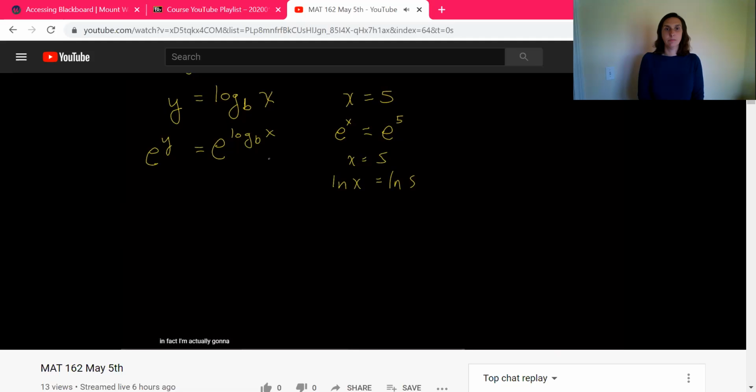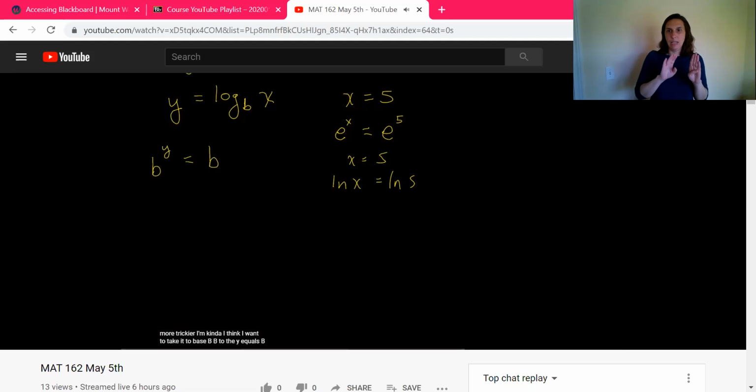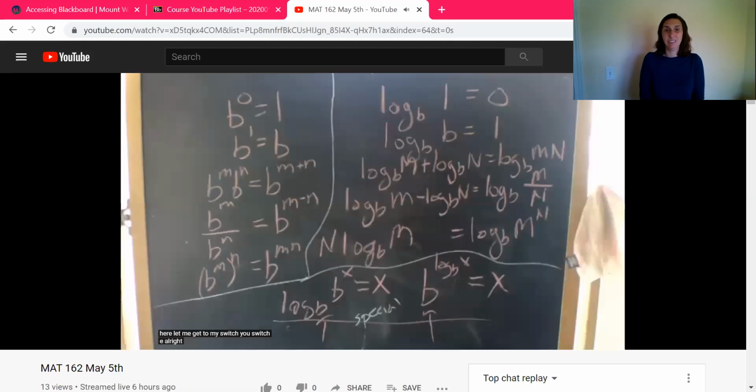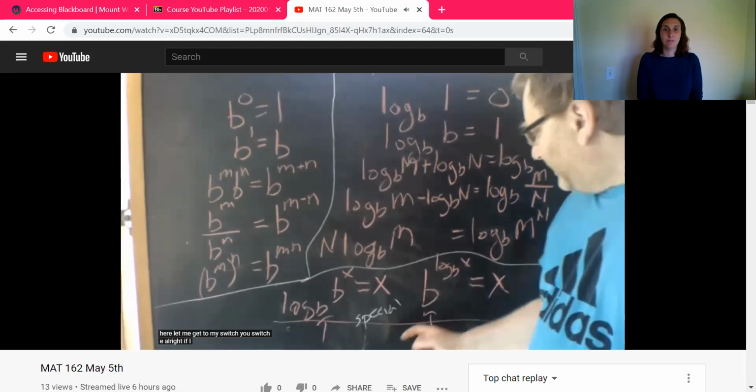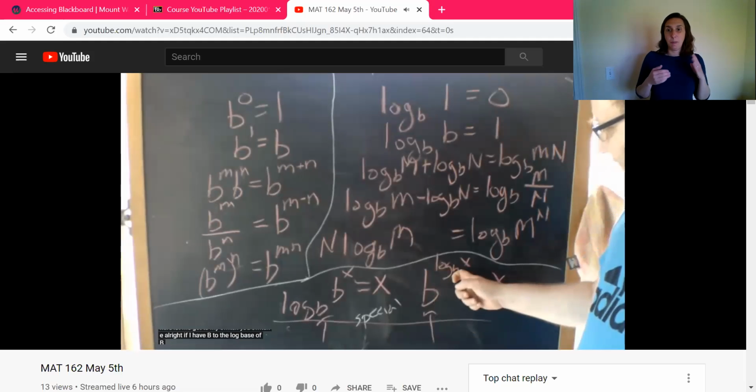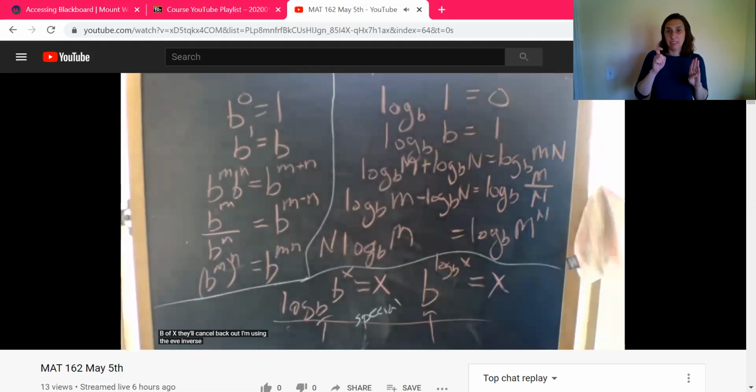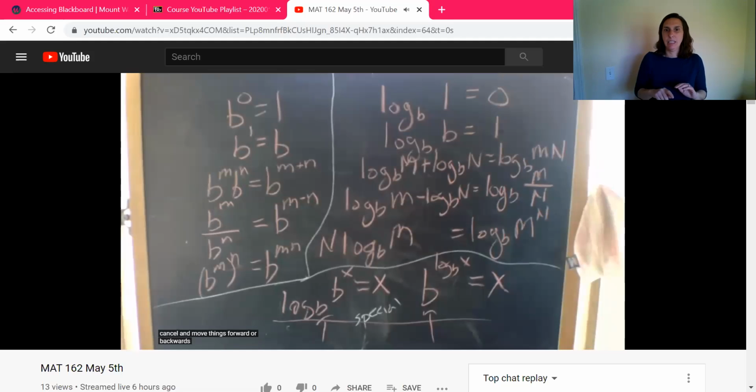In fact, I'm actually going to be a little trickier. I think I want to take it to base b. b to the y equals b to the log base b of x. I like that better because that's going to let me do the trick here. If I have b to the log base b of x, they'll cancel back out. I'm using the inverse property to be able to cancel and move things forward or backwards.